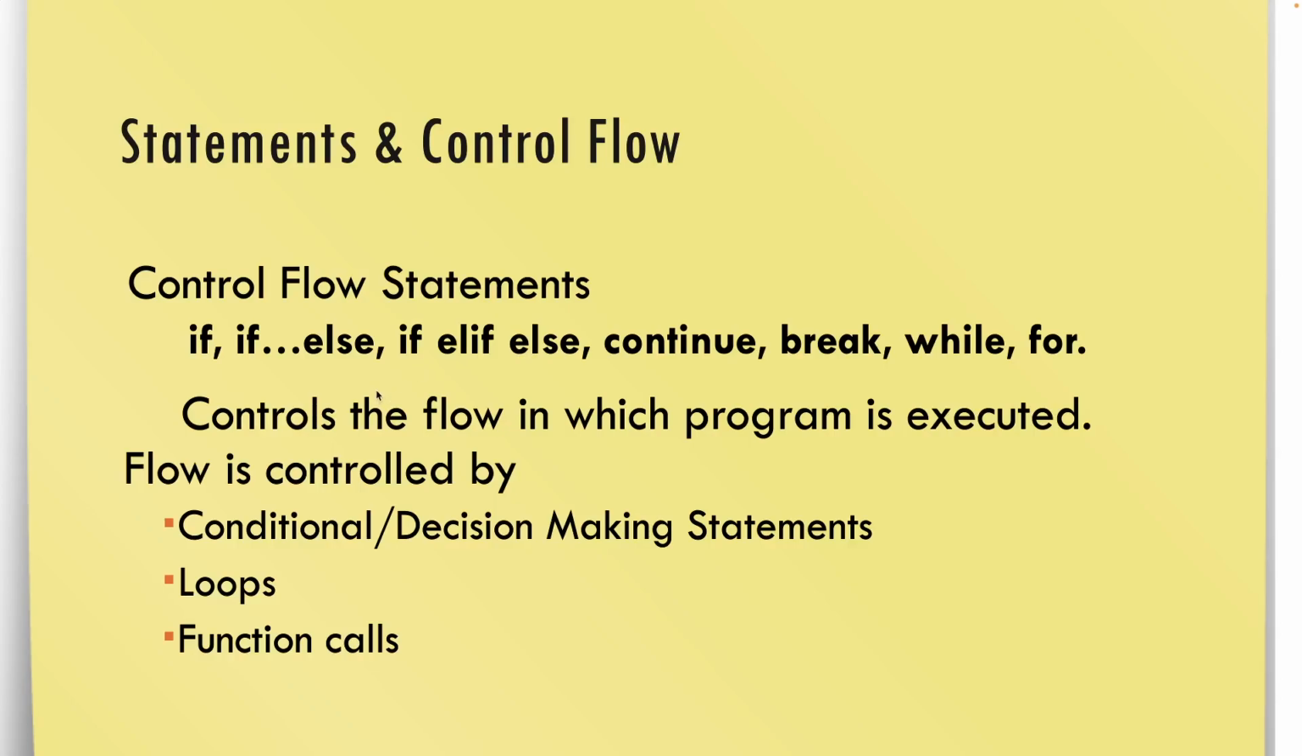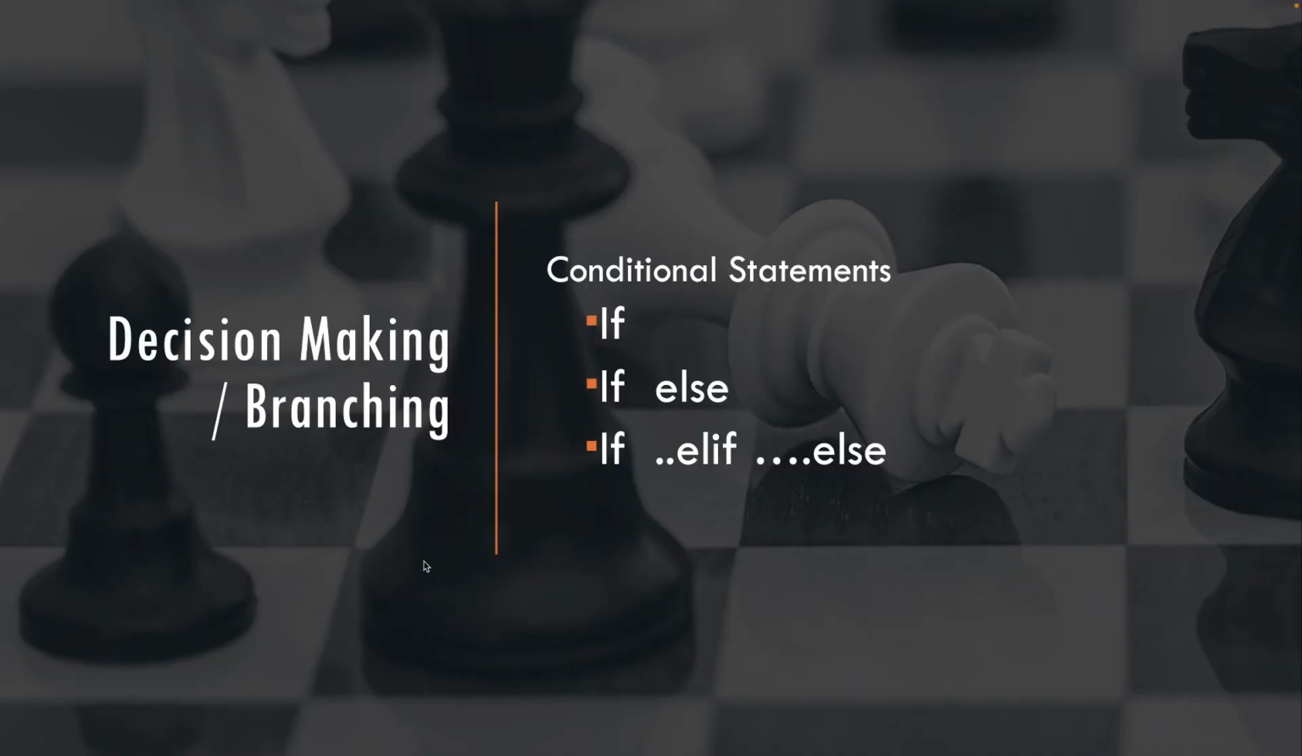So this control flow is controlled by decision making statements or conditional statements, that are if, else, elif, and loops and function calls. Inside function calls we use the return. Decision making or branching statements are referred to as conditional statements, and that are if, else, and if else ladder.